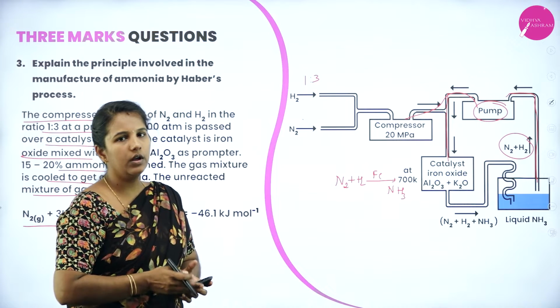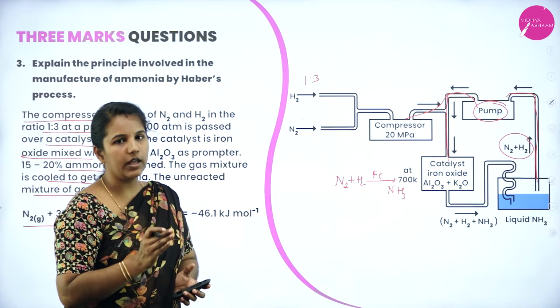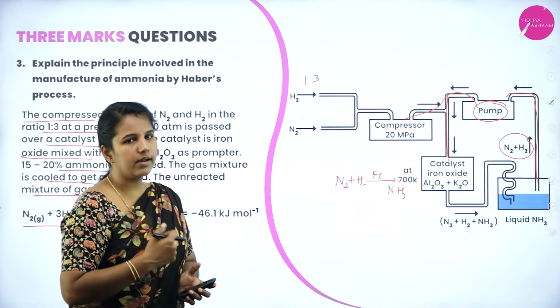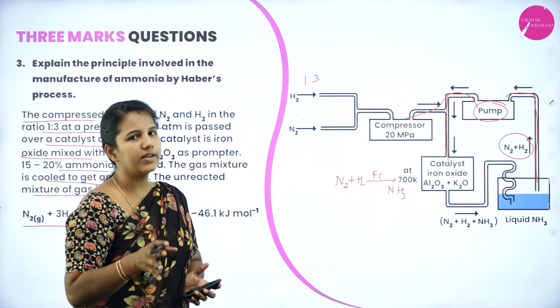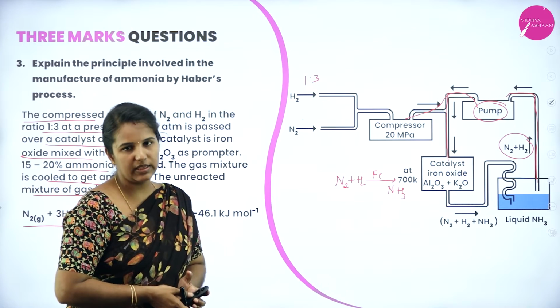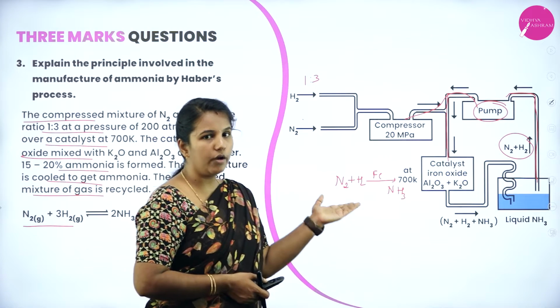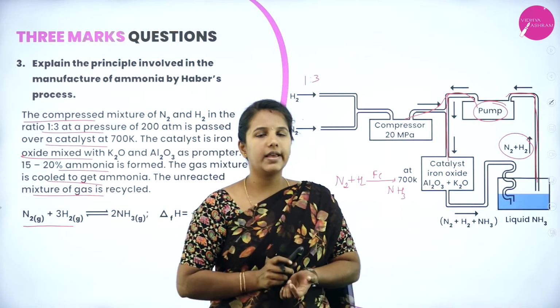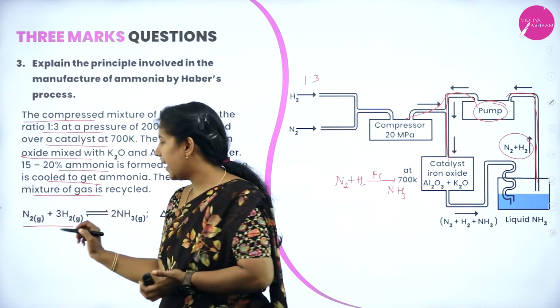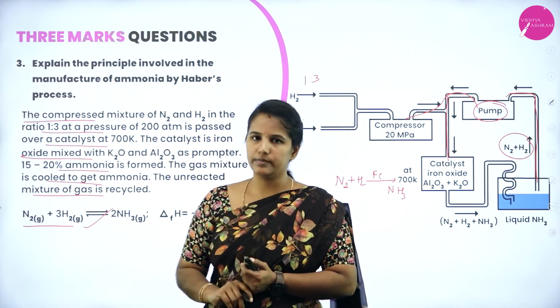This is how we can easily prepare ammonia by Haber's process by following these steps, and it is very simple to prepare by this method. Okay, so in the exam if they ask you to write with the diagram, you have to write this diagram along with the explanation and this balanced chemical equation.